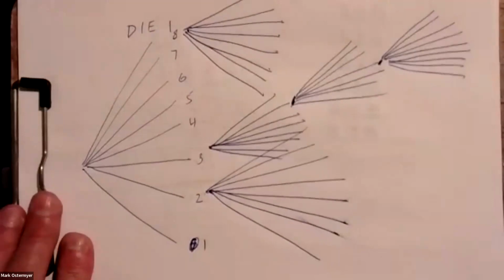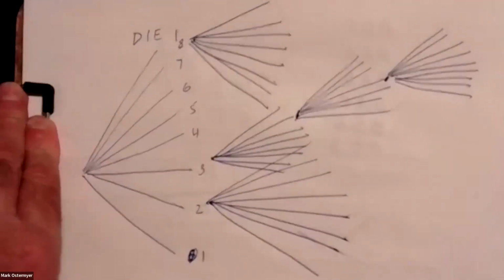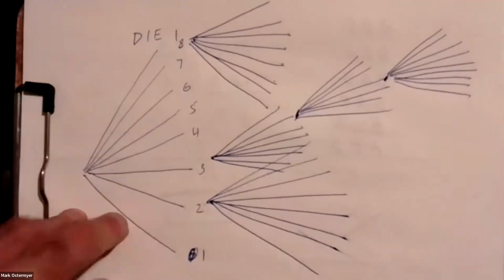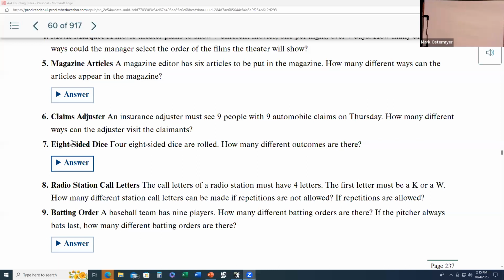Talk about a very, very difficult problem, if not literally impossible, to draw a tree diagram here, ladies and gentlemen. Okay. So that's not happening. But luckily, we're not asked to enumerate all the outcomes. We're just asked to determine how many outcomes there would be. That's the good news.